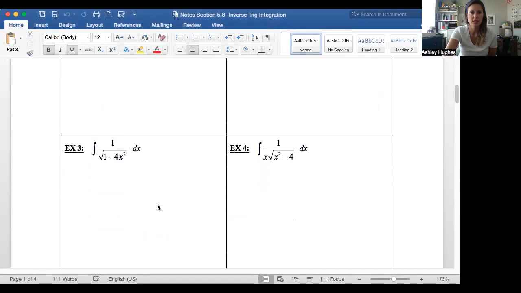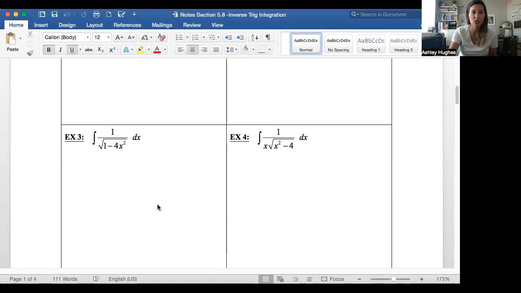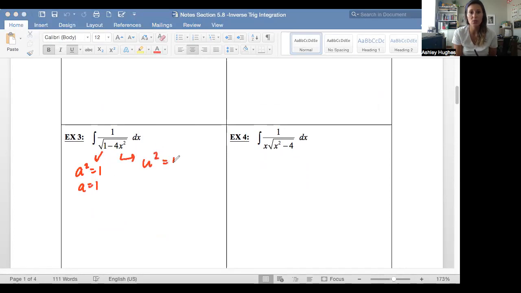Let's look at this one. Okay, I still have a number first, which makes me think arcsine. So my a squared is 1, which means a is 1. This one is u squared is 4x squared. So then my u is actually the square root of this, which is 2x. So then you need to find du if it's anything but just x. My du would be 2 dx. So that means you're going to divide by a 2 or have a 1/2.